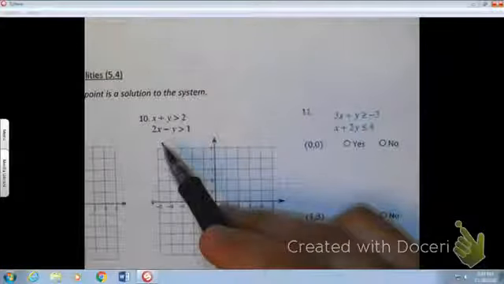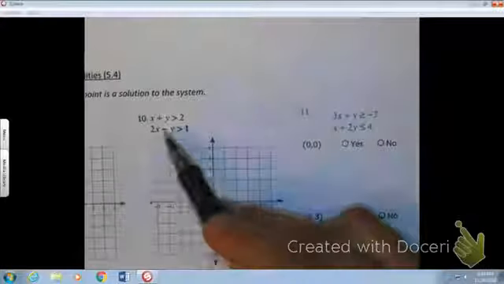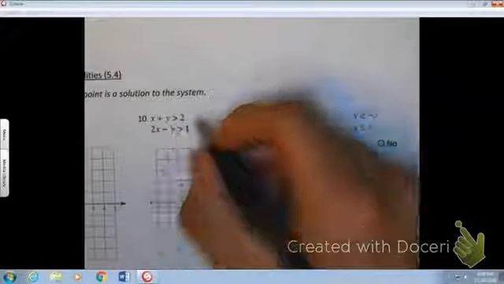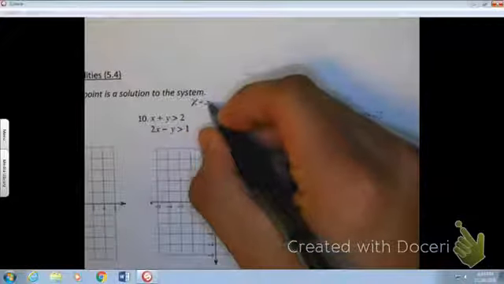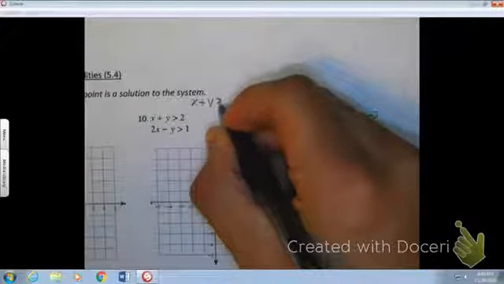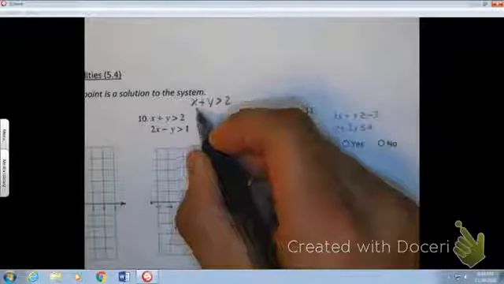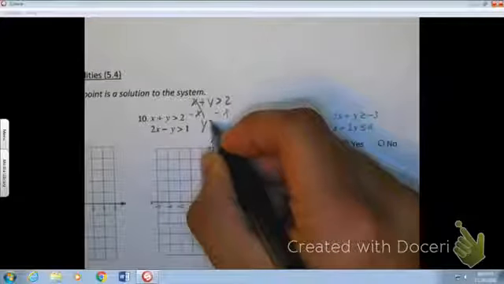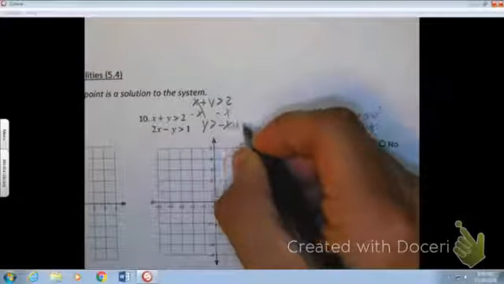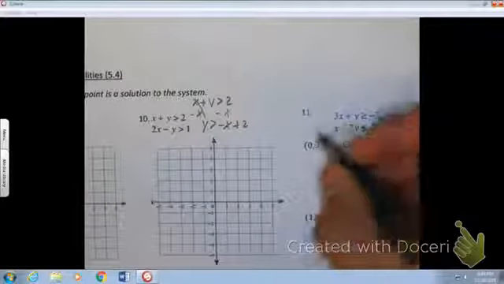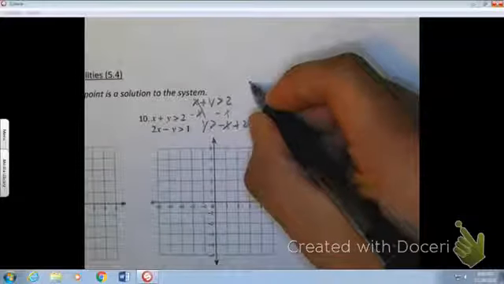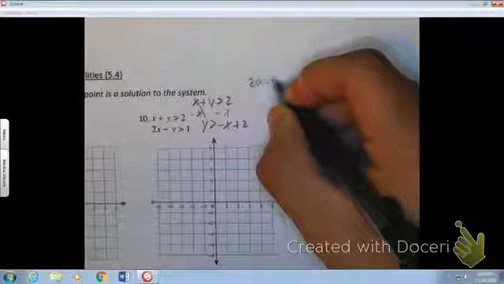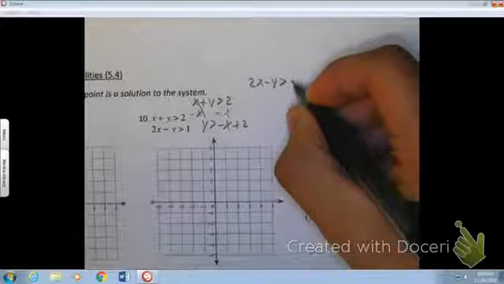All right, for number 10, I want you to be very careful. Okay, so one equation, which is this one first: x plus y is greater than 2. We need to subtract x, that goes away, and I have y is greater than negative x plus 2. The other equation, which is a little tougher, is this one: 2x minus y is greater than 1.